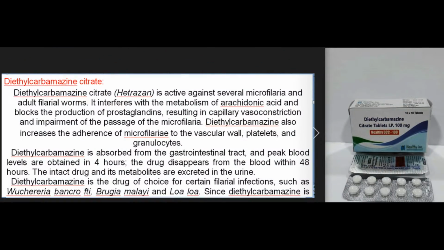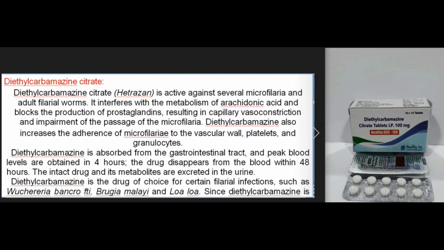Diethylcarbamazine citrate, Hetrazan, is active against several microfilariae and adult filarial worms. It interferes with the metabolism of arachidonic acid and blocks the production of prostaglandins, resulting in capillary vasoconstriction and impairment of the passage of the microfilariae. Diethylcarbamazine also increases the adherence of microfilariae to the vascular wall, platelets, and granulocytes.